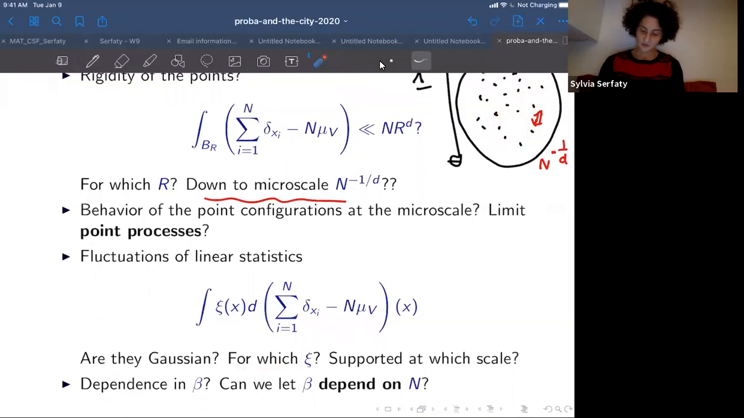And in particular, I would like to allow beta to depend on n, because as I was telling you before, fixing beta to be a constant independent of n is a kind of arbitrary choice, and it can be quite natural to let beta be like 1 over n, for instance, or maybe to let beta be very large as n goes to infinity in order to see other interesting effects.